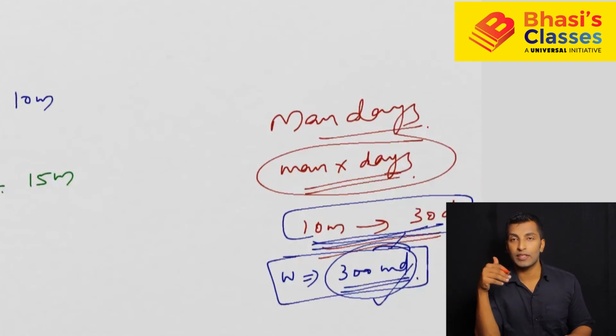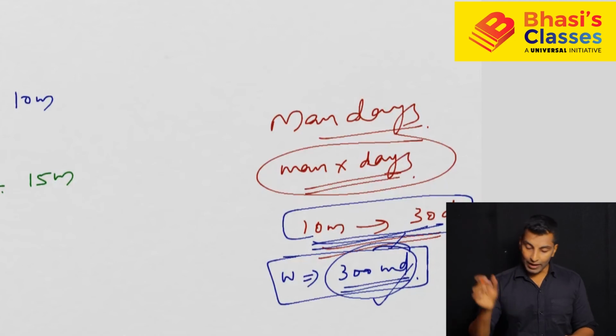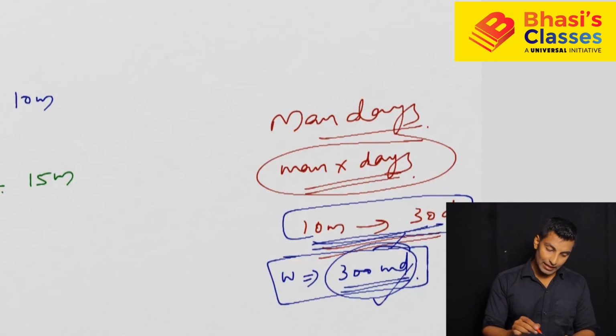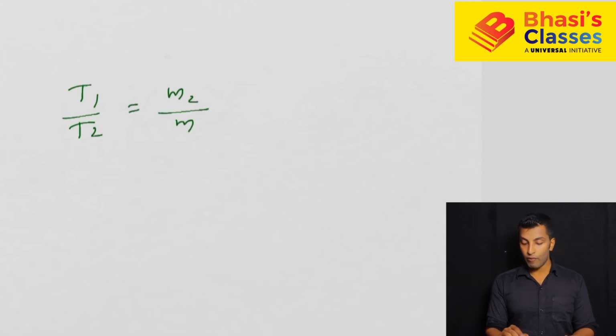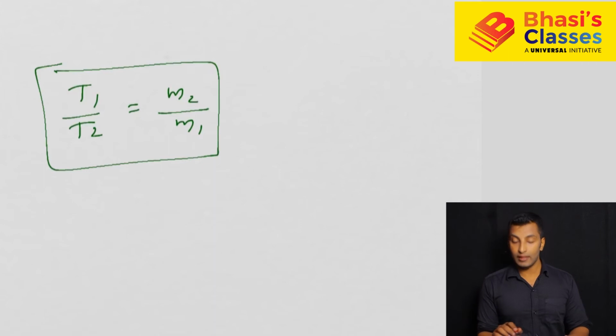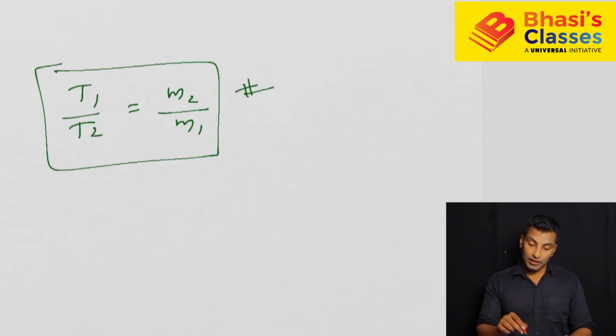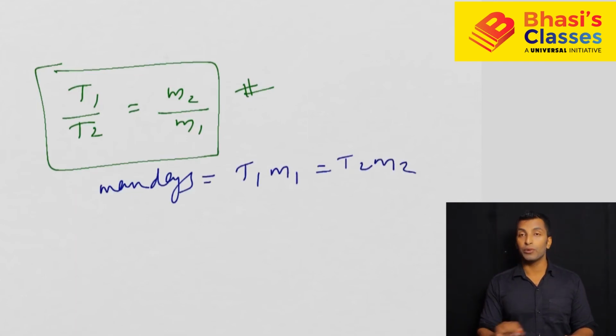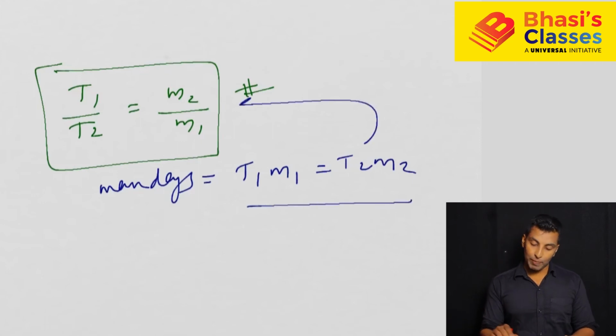So I have discussed three methods for solving this question. One is the traditional method, where the formula will be given: T1 by T2 is equal to M2 by M1. This is what you will see in textbooks. The second method is what we have discussed as man days, that is T1 M1 equals T2 M2. Basically this is what you applied here to get the formula, but this is not required. That's why I told you formulas are not required.